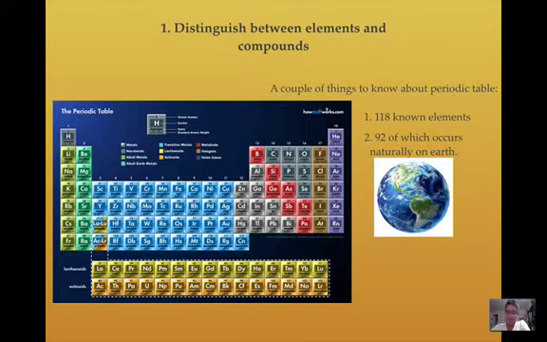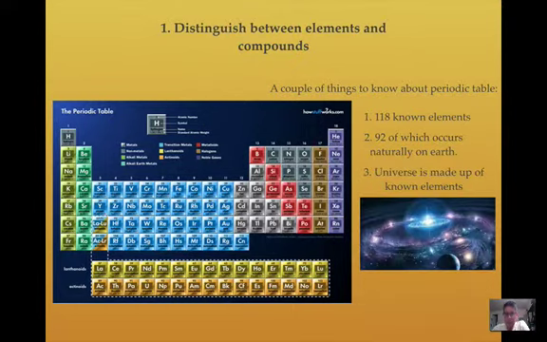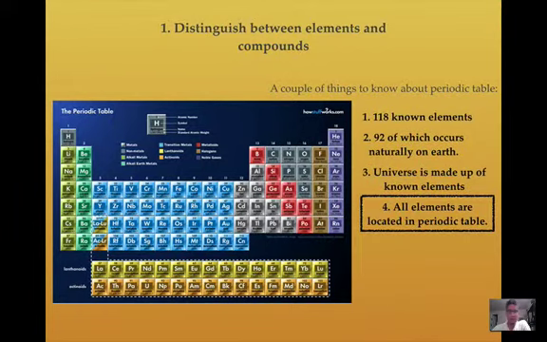92 of these elements occur naturally on Earth. So we find most of these on our planet. In fact, we pretty much find all of them on planet Earth. Even the ones that do not occur naturally are either synthesized in a laboratory, or they're just too radioactive and exist only for a fraction of a second. So they don't have any real practical use for us, but it's still fun to try and make. So the universe as we know it is made up of these known elements.